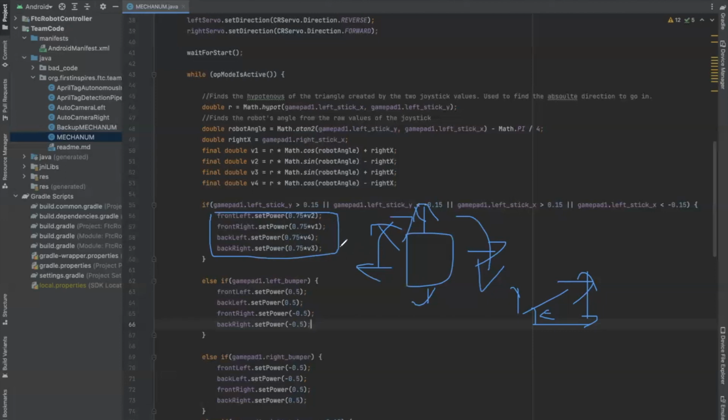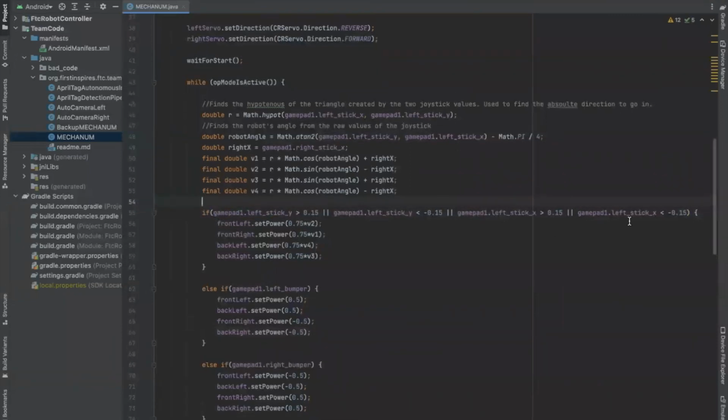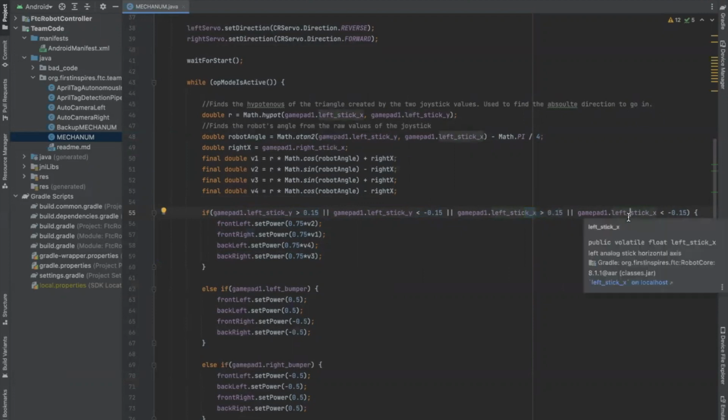Next, we're going to talk about turning while not moving. So you'll see in the if statement that we have here, this is just taking in left stick inputs. So it's saying if we're pushing down the left stick, do these things, set these powers that we just talked about. And you'll notice that it's greater than 15 or less than negative 15 in the y direction, and same thing for the x direction. That's really just sensitivity control, because if this is pushed less than 0.15, maybe just pushed by accident.